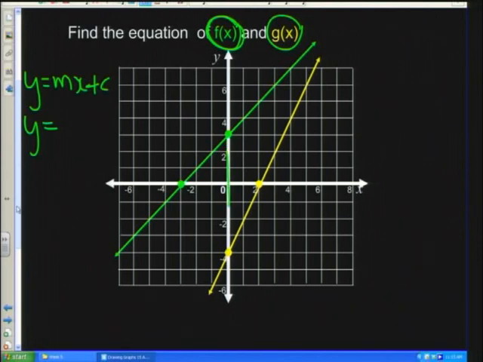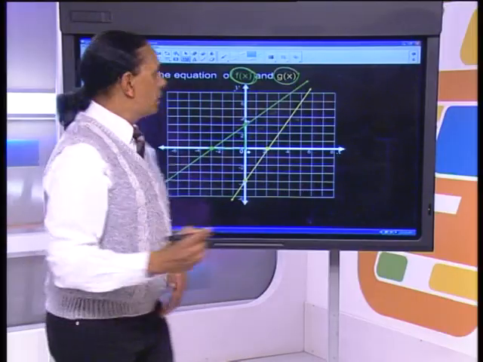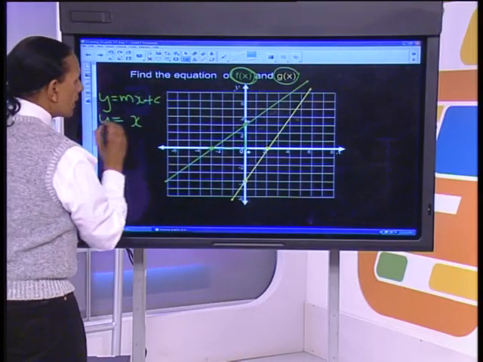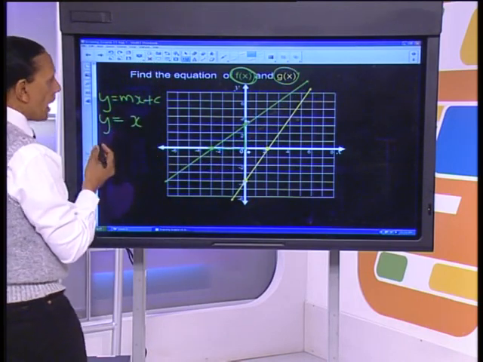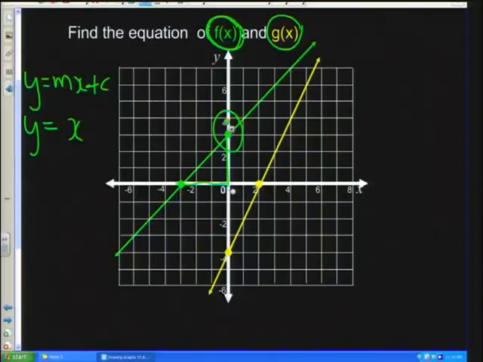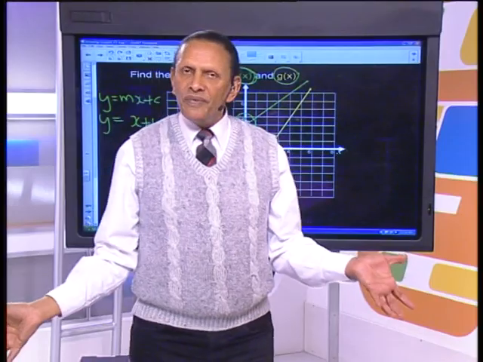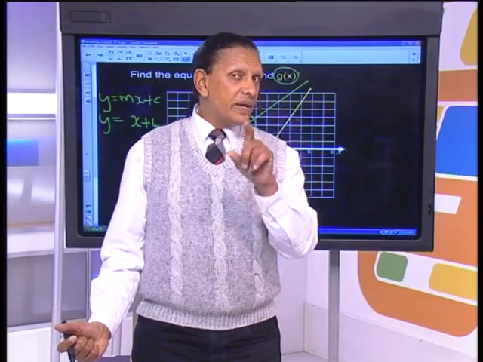We can count, from 4 to this 2, and here we count how much, guys? Also 2. So it is 2 over 2. So the gradient is 2 over 2, which is 1, isn't it? So therefore, 1x. And it is in which direction? Northeasterly, so it's a positive 1. The y-intercept is plus 4. Can you see? Not so difficult. So there's the equation of the first graph.